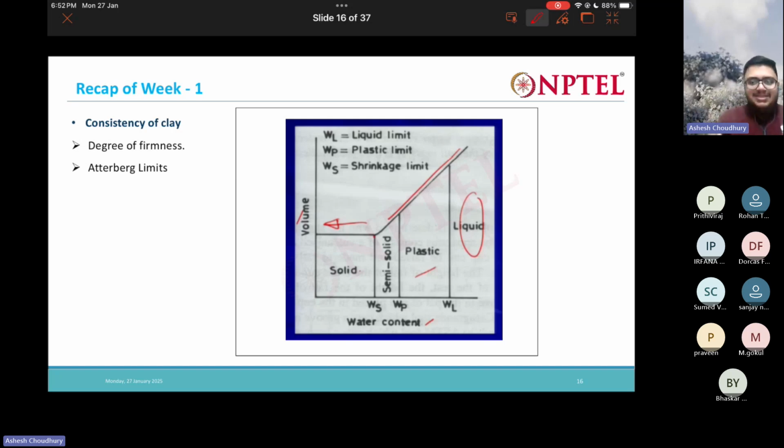Then we have a plastic soil. Plastic soil means the soil which can be molded into any shape. You can take the soil in your hand and make it a ball, make something.